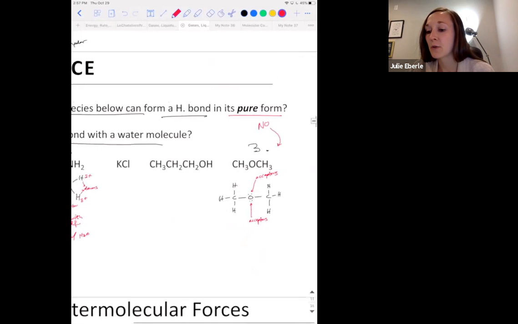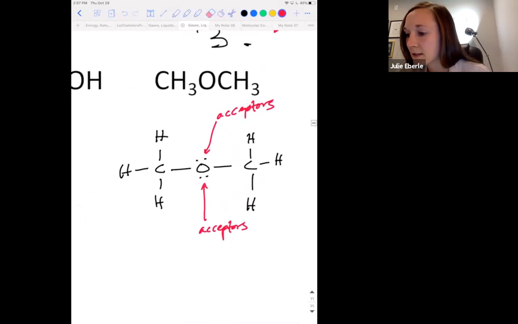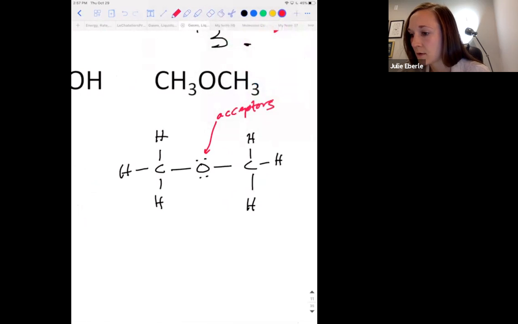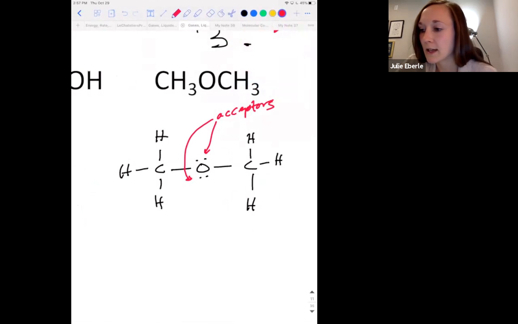But could it hydrogen bond with a water molecule? The answer to that is yes. How would that look? Let's take a second and draw. I'm going to erase this so that we have some space to draw a little hydrogen bond. So I'll just say this one's also an acceptor. Let's draw a water molecule and see how this would hydrogen bond. I'm going to draw my water molecule in blue.